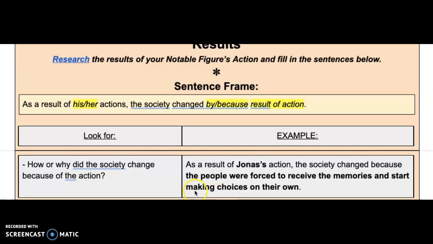Here is an example using The Giver. As a result of Jonas's action, the society changed because the people were forced to receive the memories and start making choices on their own.